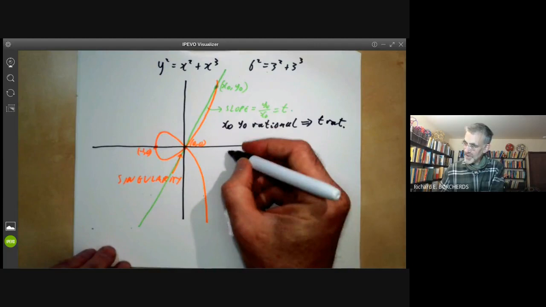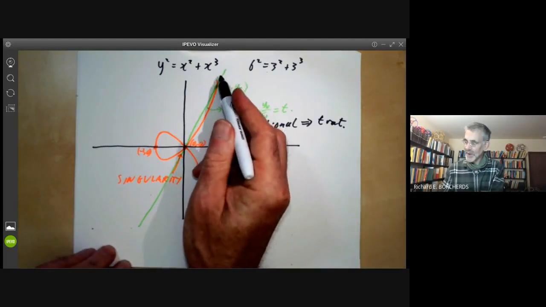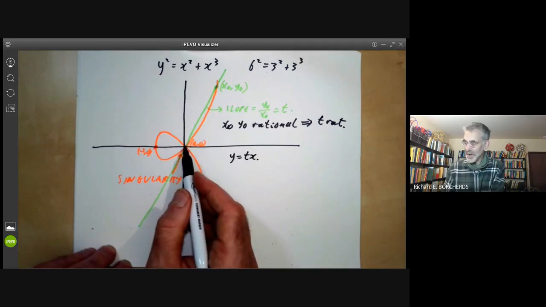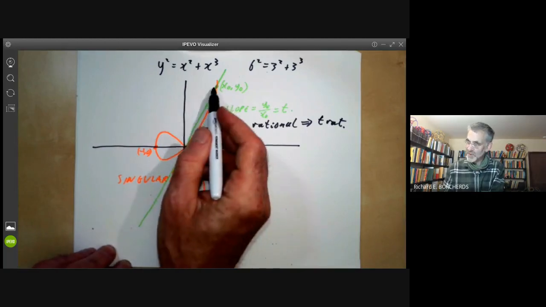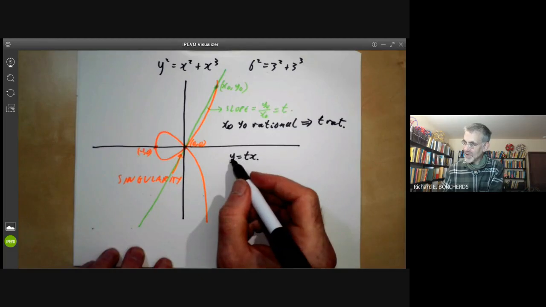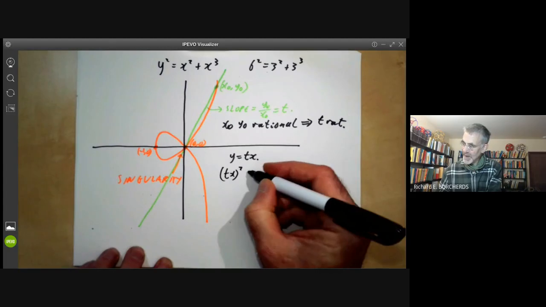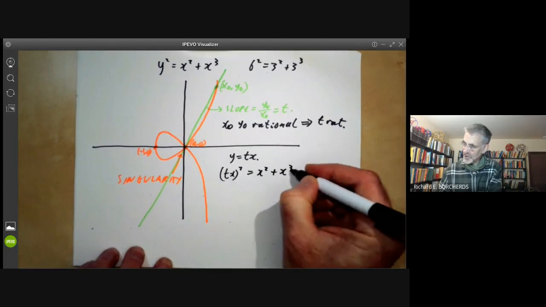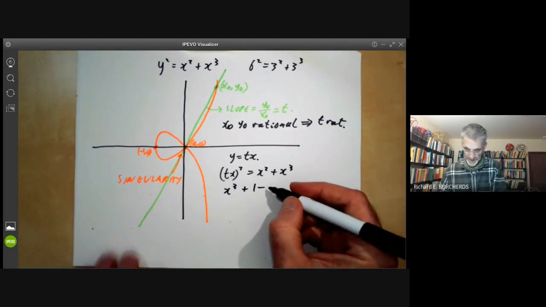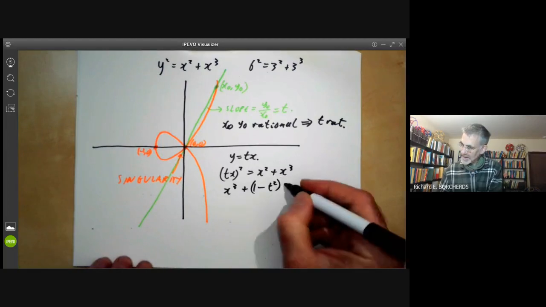we have the equation y equals tx. And if we substitute this in, we will get a cubic equation for x, and two of the roots are already rational because they're zero, so the third root is also rational. So let's just carry this out. So we substitute y equals tx, and we get t squared x squared equals x squared plus x cubed. So we have x cubed plus (1 minus t squared) x squared equals 0.